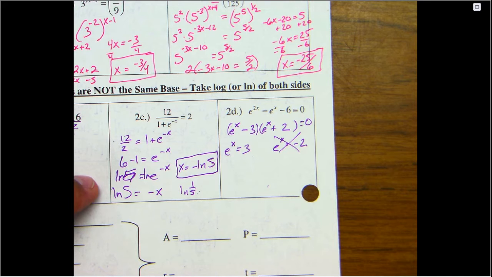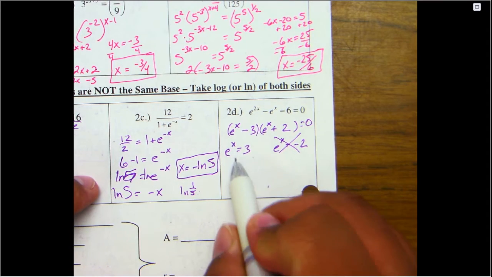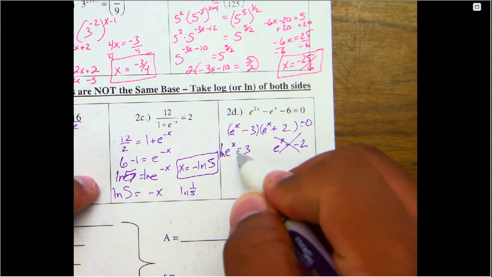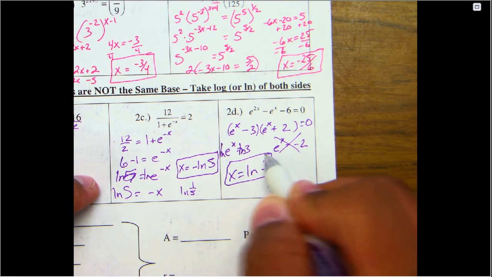Because it's negative. There is no way to get e to the x to equal a negative number. Because if you plug in negative exponents, what happens to them? It just flips. It never becomes negative. Okay. So take the ln. X equals the ln of 3.